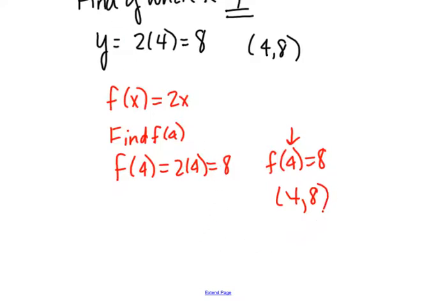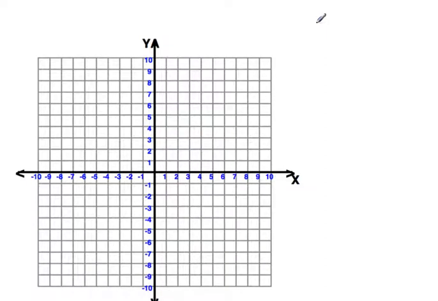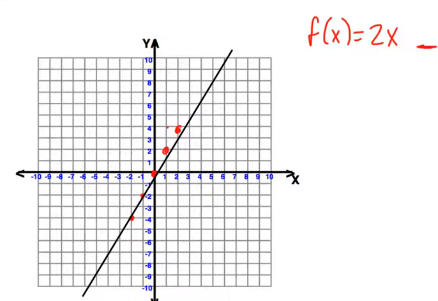Okay. So with that being said, if I just said graph f of x equals 2x, then this is a linear function. You know that it starts at 0, and then it has a slope of 2. So up 2 to the right 1, up 2 to the right 1. Or you can go down 2 to the left 1, down 2 to the left 1. And then you would have a straight line there going through all those points. And that would be your function.